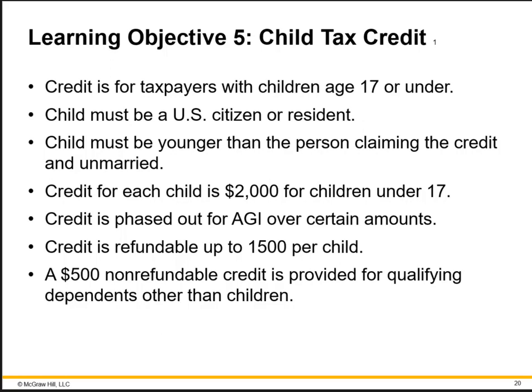The $500 non-refundable credit, which was added a couple of years ago, is provided for qualifying dependents other than children. So this is anybody who qualifies as a dependent, where our chapter 2 definitions fit as a definition of a dependent, but does not qualify for the $2,000 credit for the qualifying child.